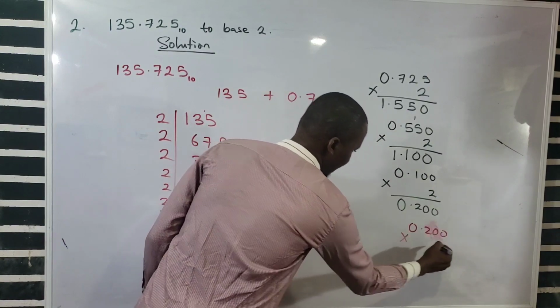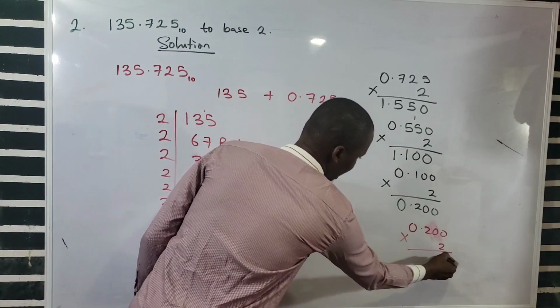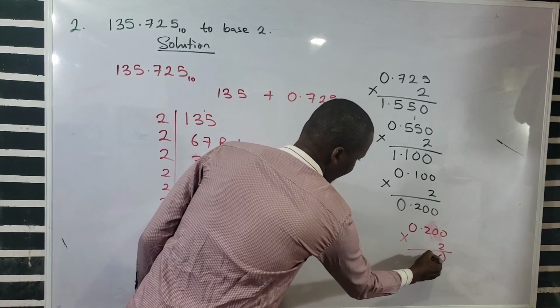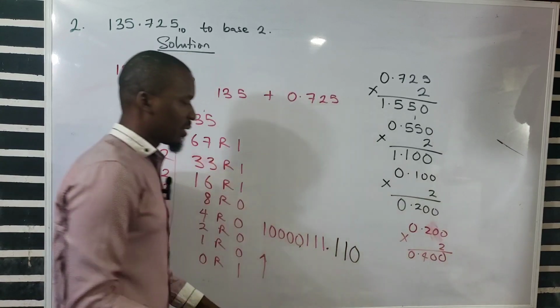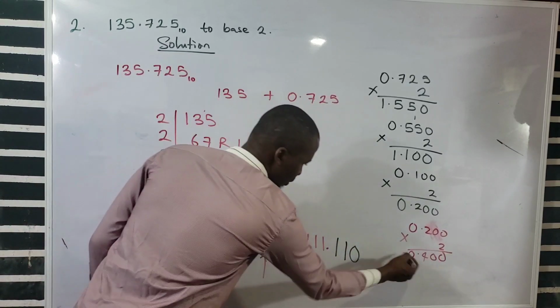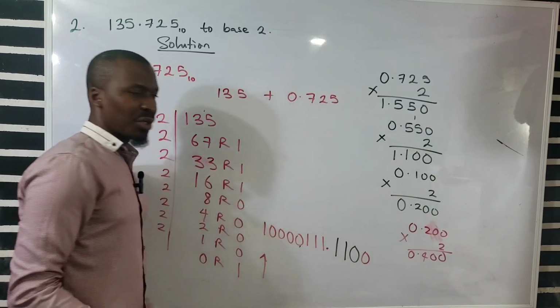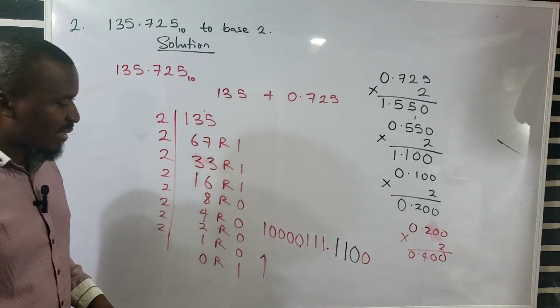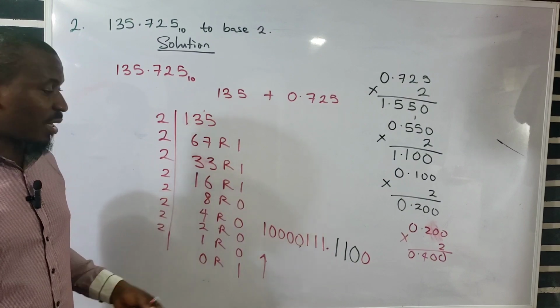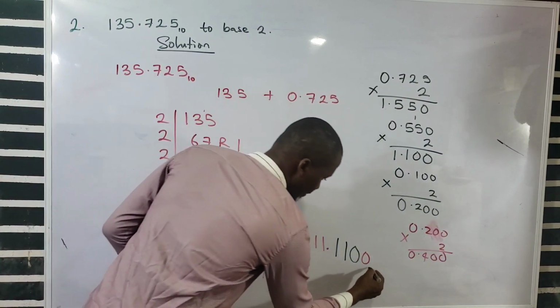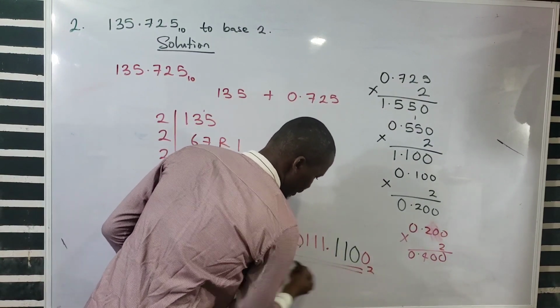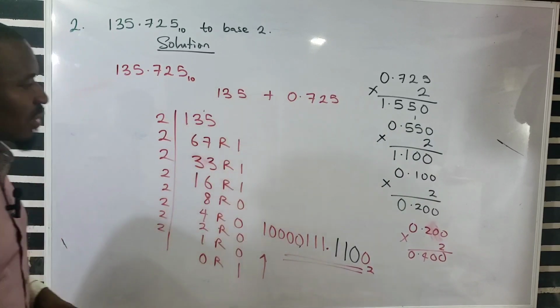0.200 and multiply again by 2. You are going to have 0.400, and your 0, which you can pick. So we have gotten more than 2 decimal places. We can stop there and have our base 2. So this is the answer for this particular one.